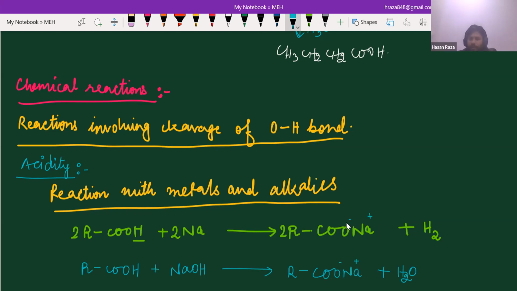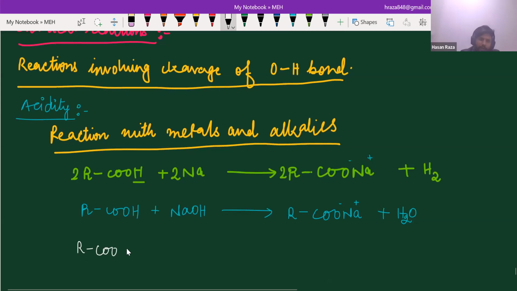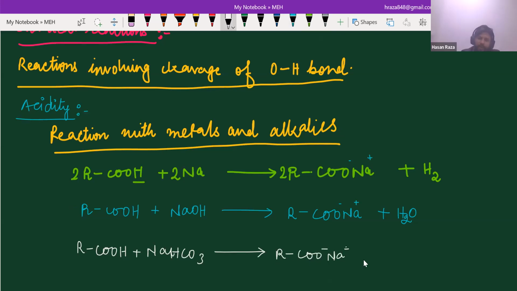And if you react this with NaHCO3, sodium hydrogen carbonate, then you will get carboxylic acid salt plus water plus evolution of CO2. So carboxylic acid plus NaHCO3, sodium hydrogen carbonate, gives RCOO minus Na plus, and then H2O, and then CO2. Please do write it.